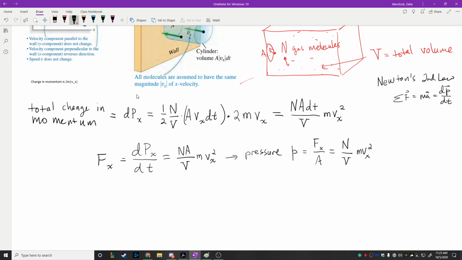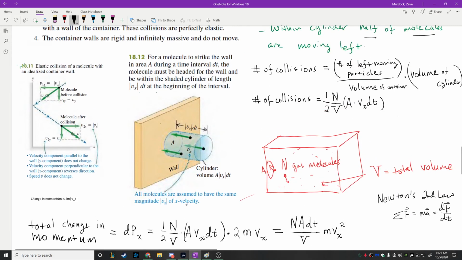Okay, so we're going to keep going with this, but I'm going to go back and address some things. This is a nice equation though, right? Pressure is equal to the number of molecules per unit volume, which is basically the density, multiplied by this quantity, m times vx squared. And this probably looks like something you've seen before, right? mv squared.